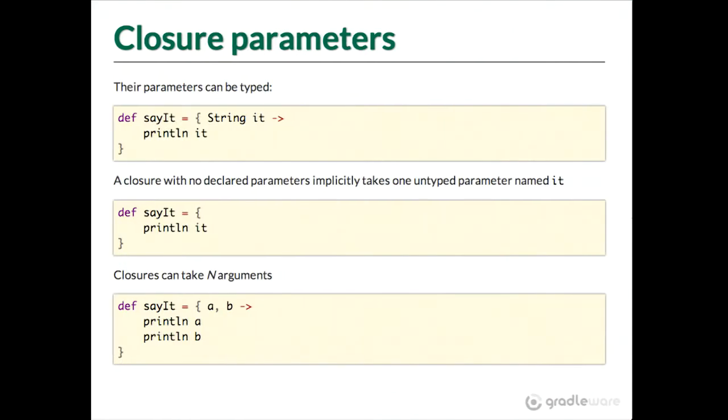However, continuing on that, the parameters can be typed just like a method. If you don't declare any parameters, there's an implicit parameter called it, which is the parameter that was passed. And they can take n arguments or n parameters, just like a method. But there's only one implicit one, right? Yeah.